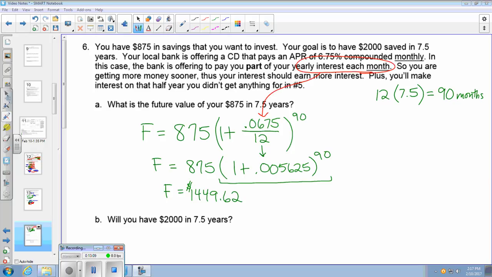And so again, the key was this was done monthly, which meant that you only get part of your interest rate each month. You get a 1/12 of it each time you get interest credited. But as a result, the interest is going to be credited more times. It's done each month, so we need to figure out how many months there are during that time period.